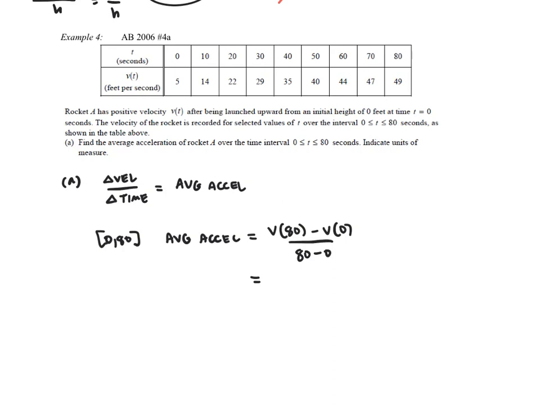Let's see what that ends up being. Velocity at 80 seconds is 49 feet per second. Velocity at the start, 5 feet per second. Over the course of 80 seconds, that's 44 feet per second over 80 seconds. I believe that reduces to 11 over 20, and that's feet per second per second. So that's feet per second squared. All right, I think we've got one more example.